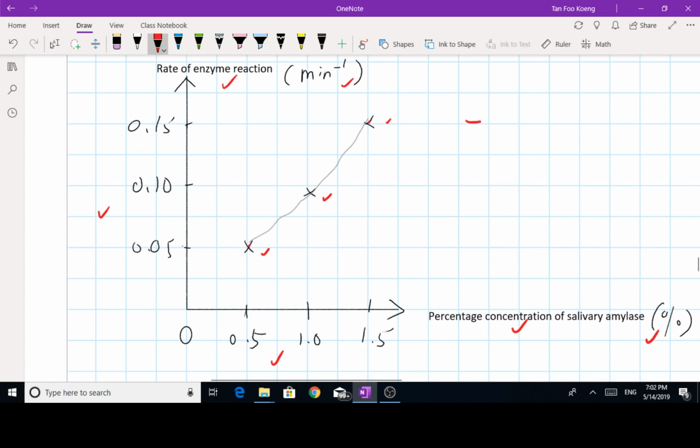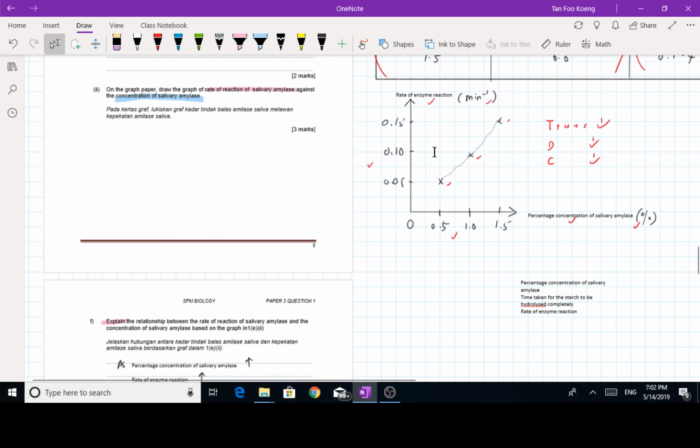Alright, so first of all is title plus unit plus scale, it gives you 1 mark, and then you have data transfer, another mark, and finally you have a smooth curve, so you have 3 marks from E number 2.